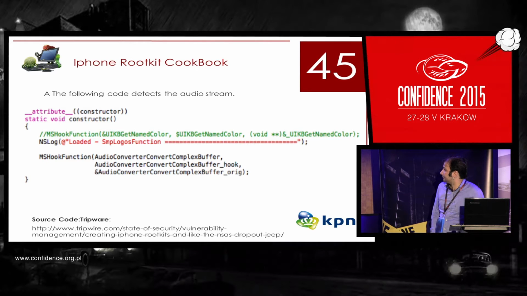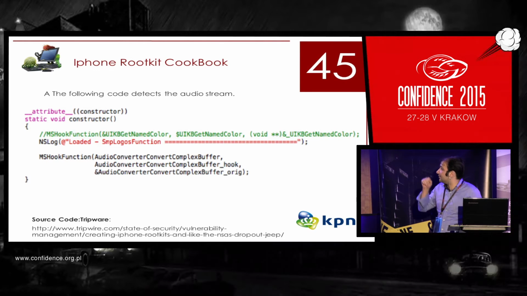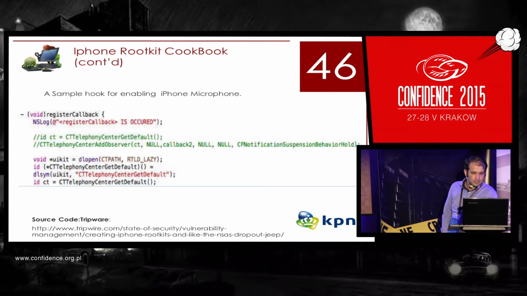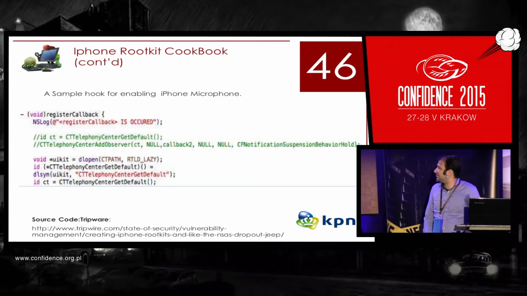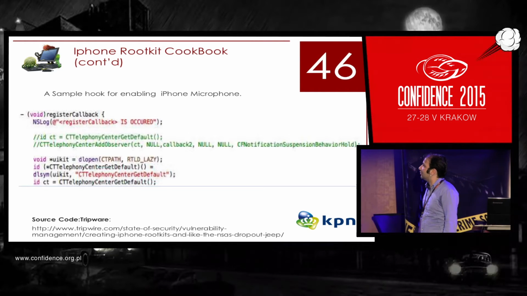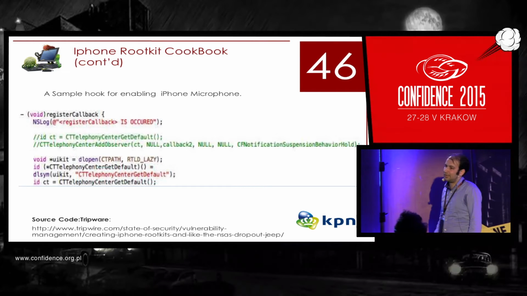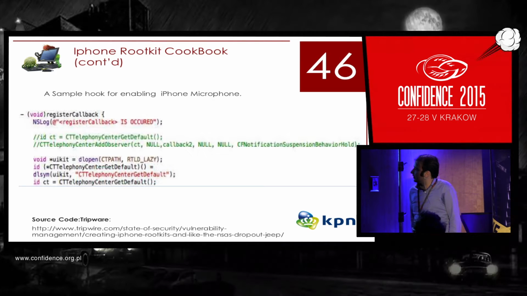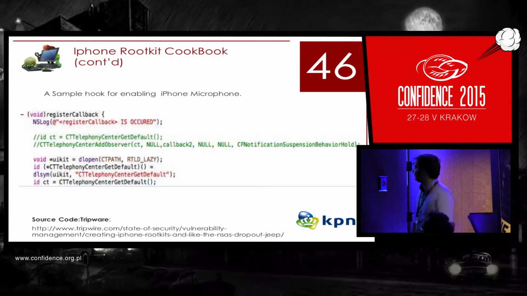And this is sample code you may have seen on the internet, from the iPhone rootkit book. It simply shows and implements sample hooking, for example, microphone listening. So you can implement code that records while you are talking to someone else on your phone.